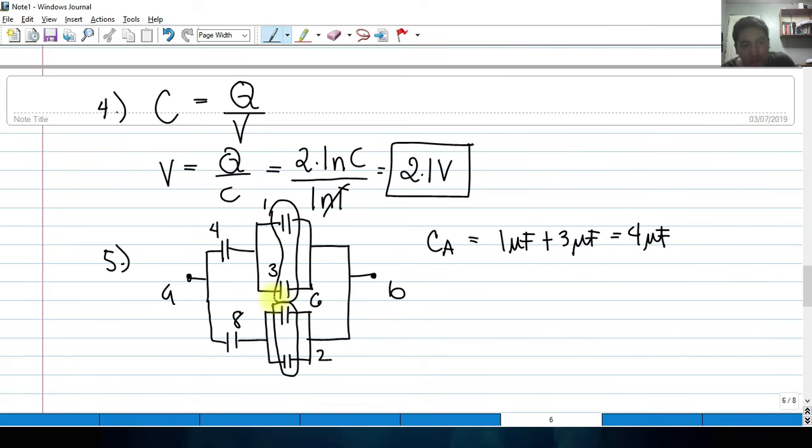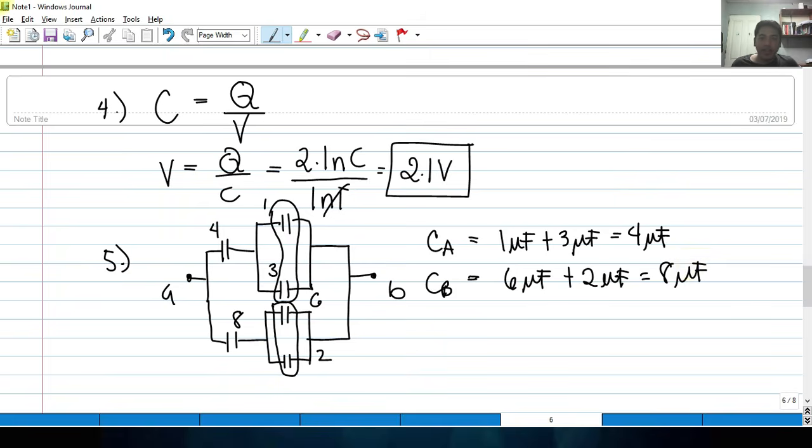And these two also, we can get the combination. So again, that is in parallel, 6 microfarads plus 2 microfarads. So we will add them.